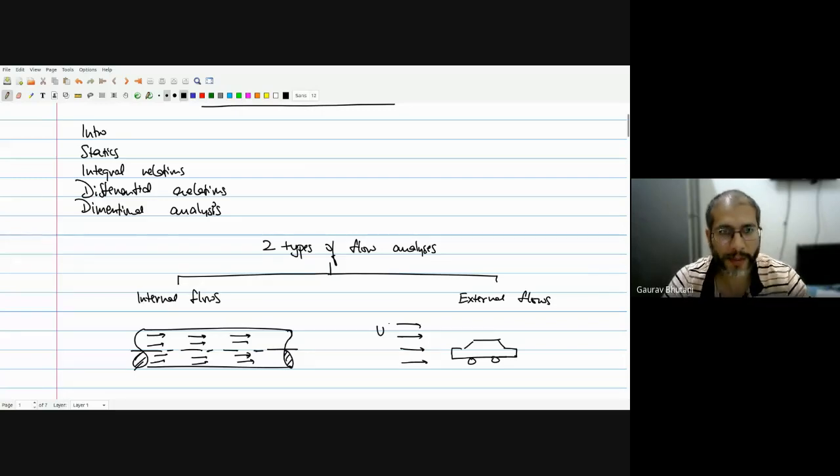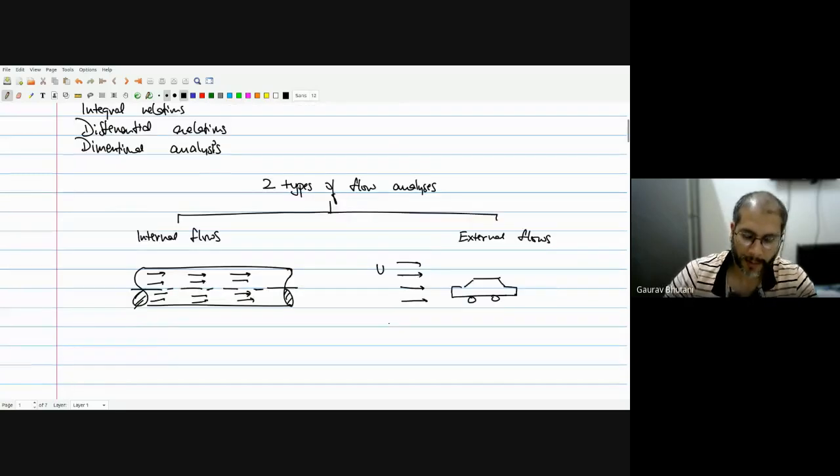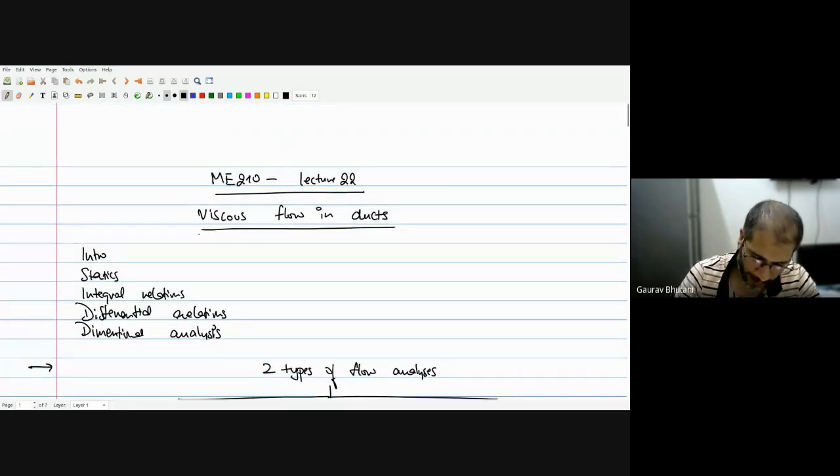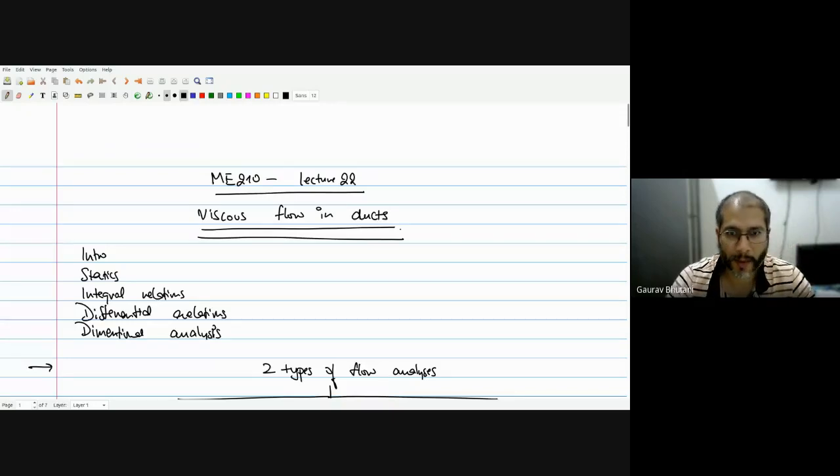These are simply for the convenience of analysis, because the analyses for internal flows, as we'll discuss later in this lecture today, is a bit different from the external flow analyses. So this is the motivation behind classifying the flows into these two types. The discussion in this chapter, on viscous flow in ducts, is about internal flows.